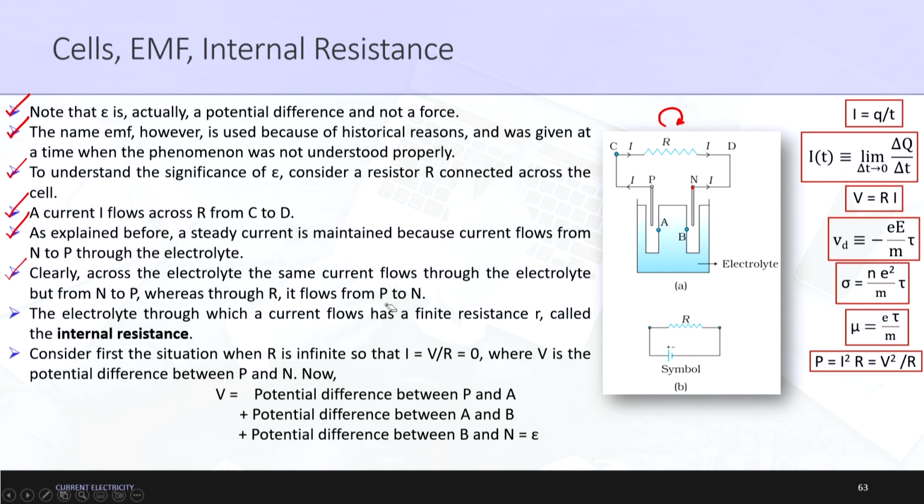Therefore, the electrolyte through which a current flows has a finite resistance called internal resistance. So, this is a new concept: now we are understanding what is called internal resistance. There is something called external resistance which we put in a complete closed circuit. Similarly, there is something called internal resistance.